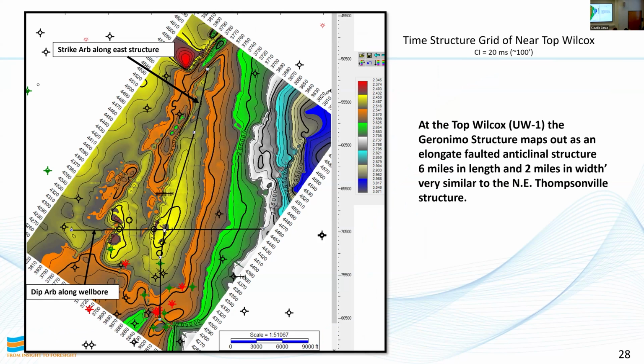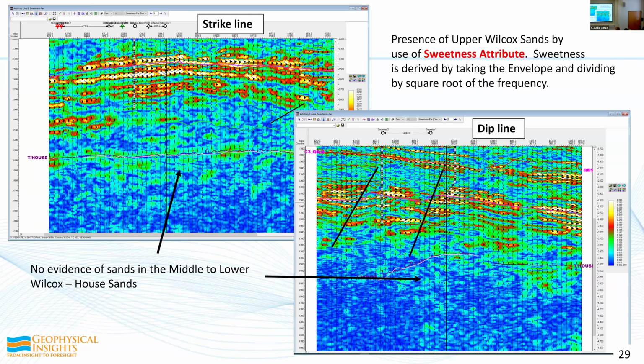The structure is split by a fault, and it's about 6 miles long and about 2 miles wide, which is something very similar to Northeast Thompsonville, which has produced over 400 BCF of gas. I went and looked at a key attribute that we use in the Gulf Coast a lot, which is called sweetness. And sweetness is very good at identifying sands in the Eocene section and the Miocene Frio.